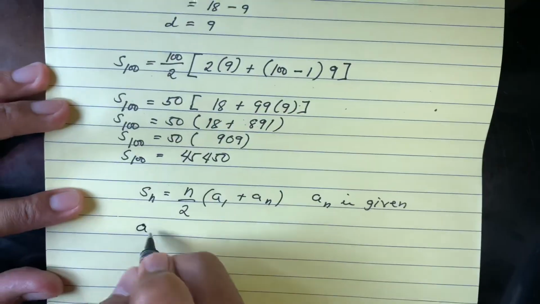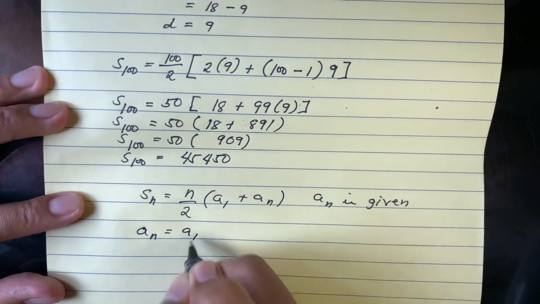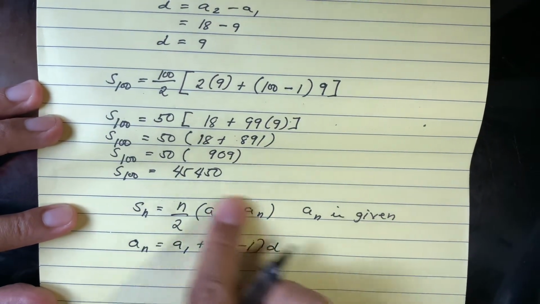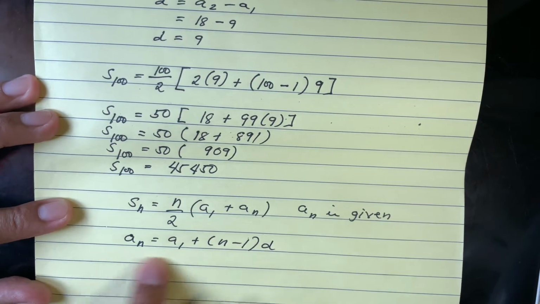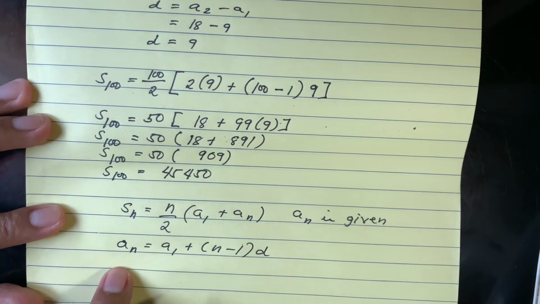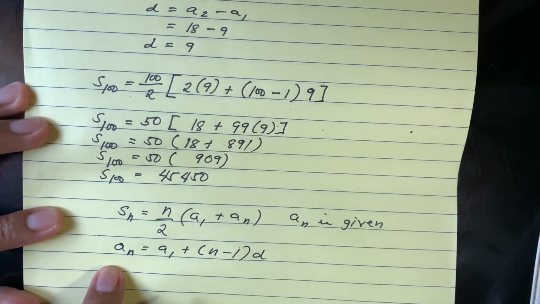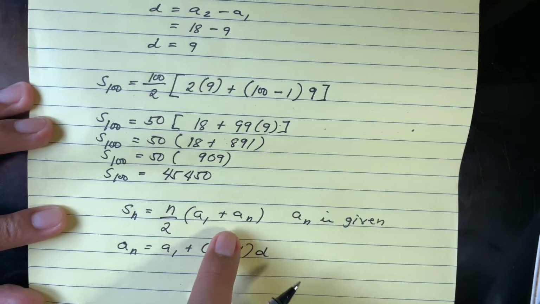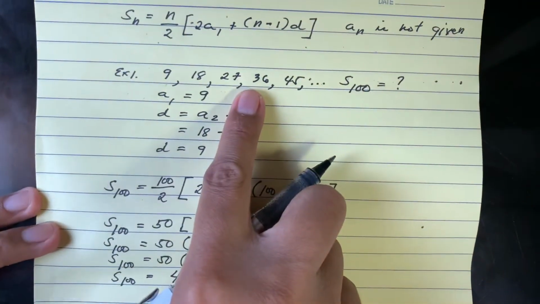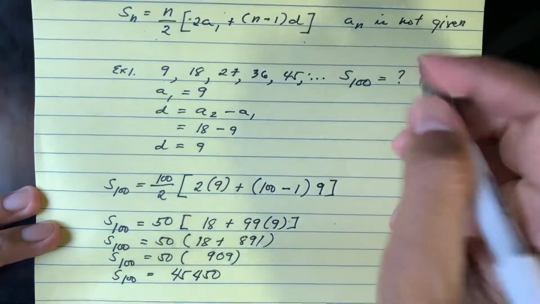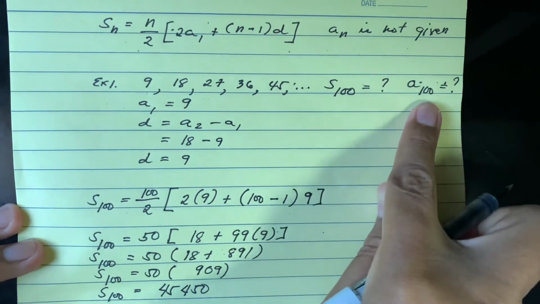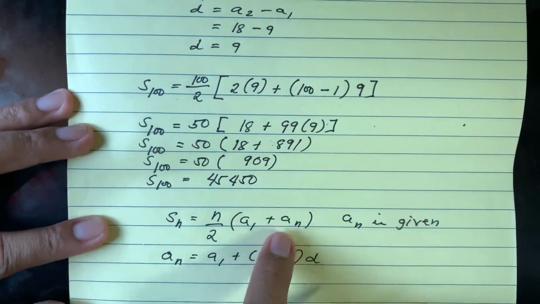So, a sub n is equal to a sub 1 plus n minus 1 times d. As you can recall, this is now the formula of an arithmetic sequence. This is the formula for arithmetic sequence. This is not an arithmetic series because we are going to look for your a sub n. Take note, this formula will be applied if a sub n is given. But in our example, a sub n is not given. We have to find out your a sub 100 so that we can simply substitute it here.